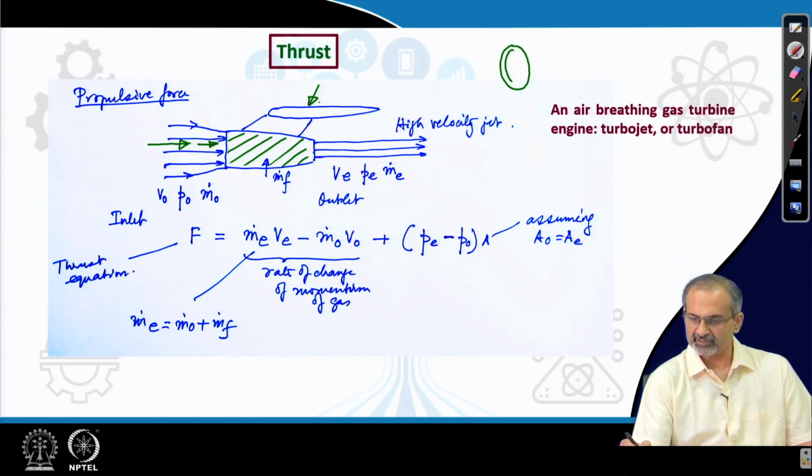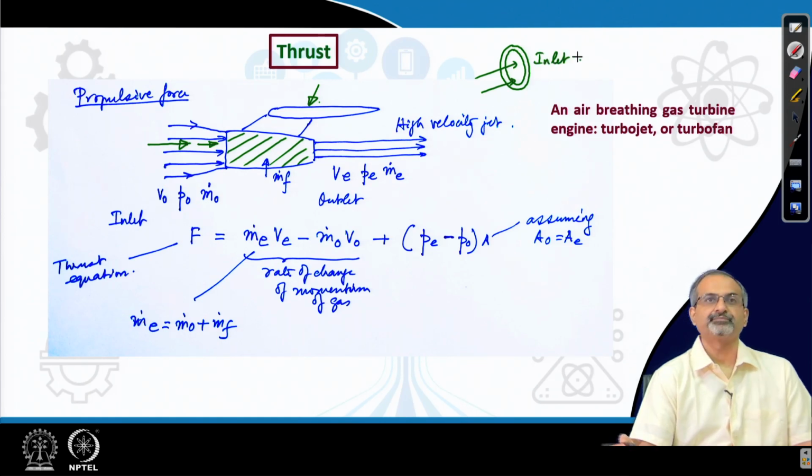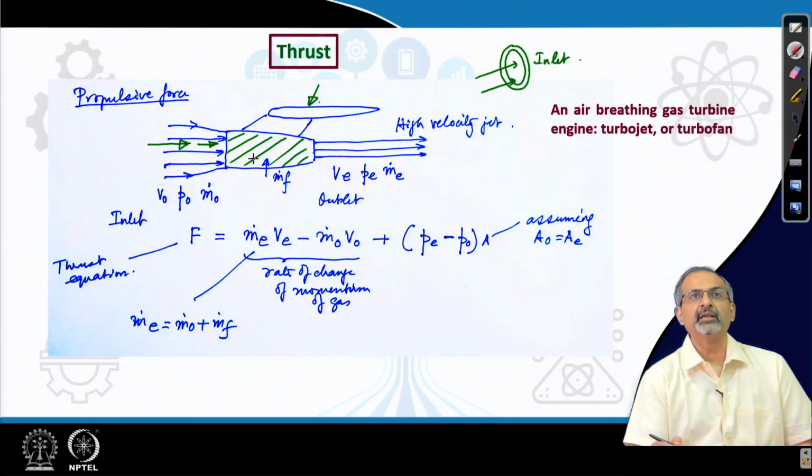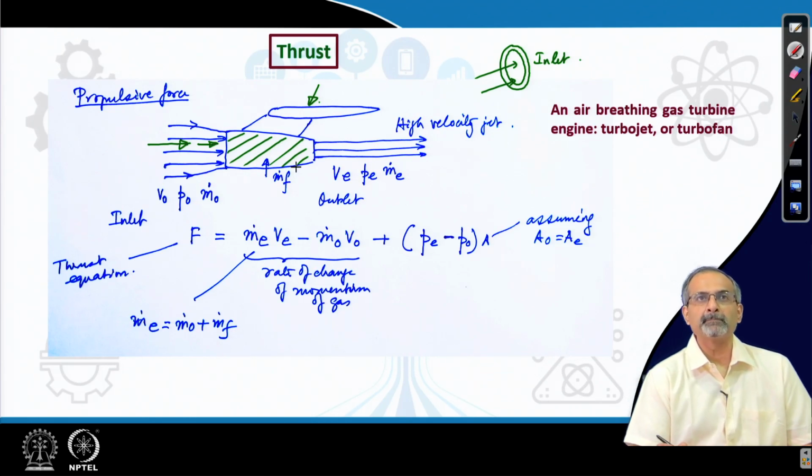So, the front part of the engine allows the air to flow in, that is what is called an intake or inlet. And then there are many processes which happen in between, which ultimately creates a very high velocity jet from the rear part of the engine.